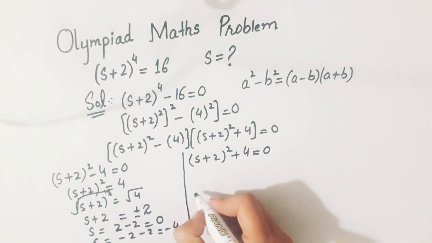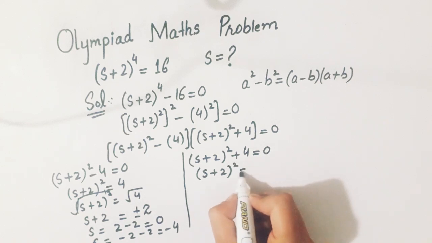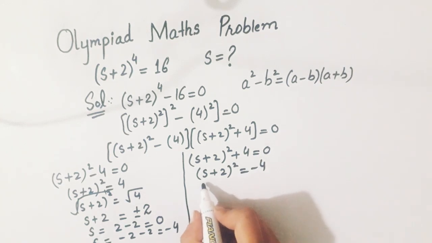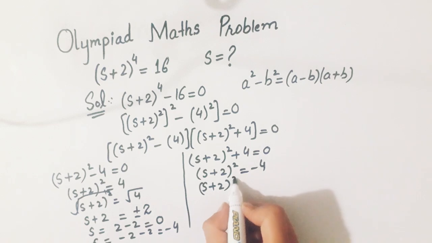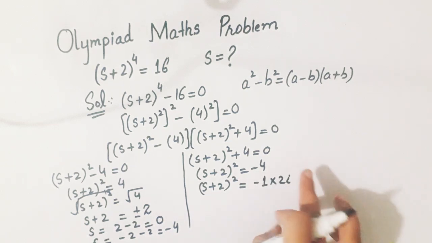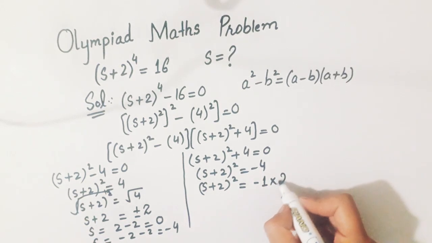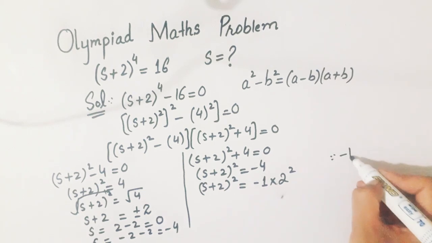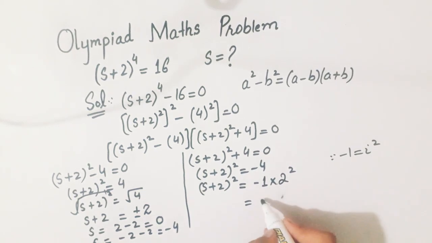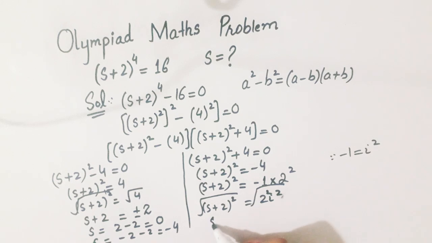Now for the other one we will solve this as it will become (s plus 2) whole square equals minus 4. We will write this as (s plus 2) whole square equals minus 4, which can be written as minus 1 into 4, and 4 can be written as 2 square, since we know that minus 1 equals iota square. So this will become 2 square iota square, which is (s plus 2) whole square. Taking the root on both sides we will get s plus 2 equals plus minus 2 iota.